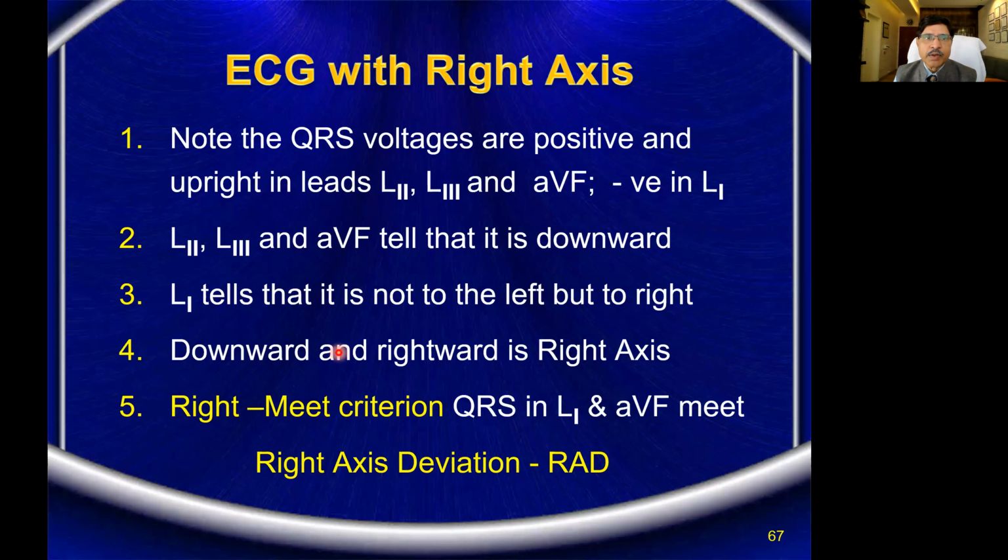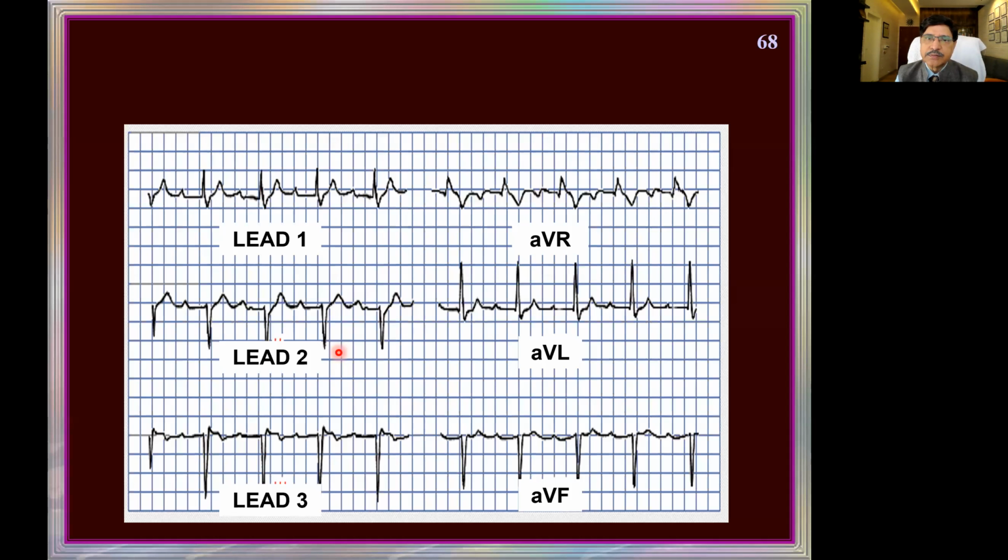Okay. Now, note the QRS voltages are positive and upright in leads 2, 3, and AVF. We don't have so many, we have only AVF, and it is negative in L1. L2, L3, AVF tell me it is downward. L1 tells me it is not towards the left side, but to the right. Downward and rightward is right axis. Right meet criteria is satisfied. QRS in L1 and AVF meet: right axis deviation.